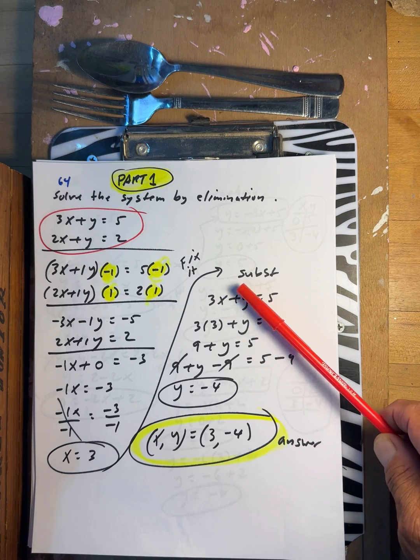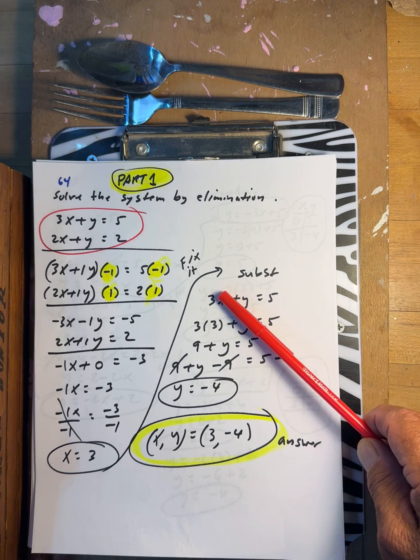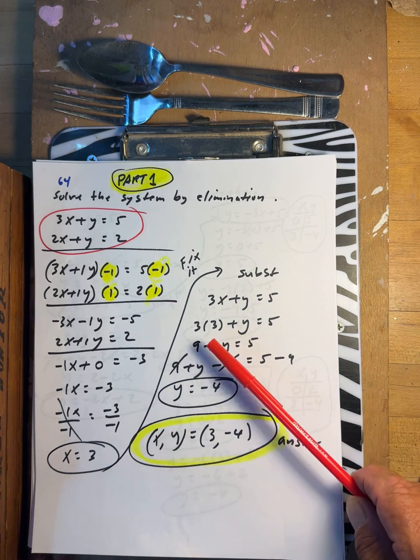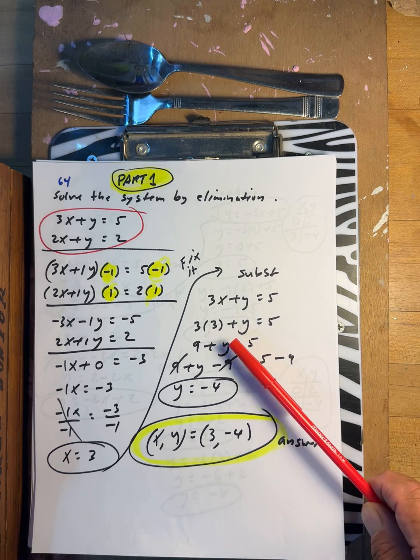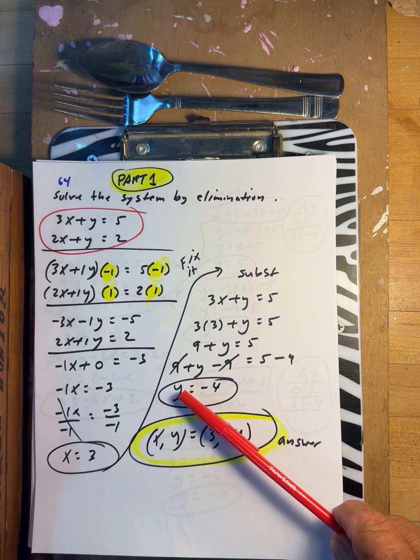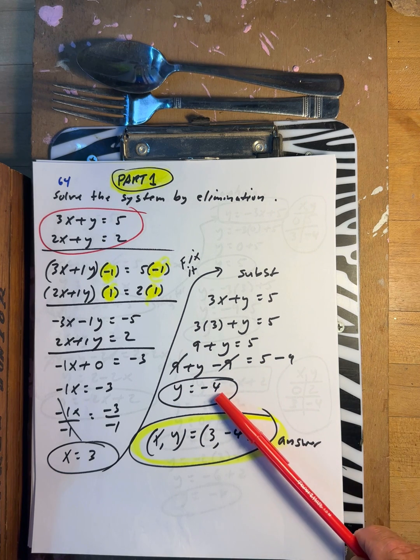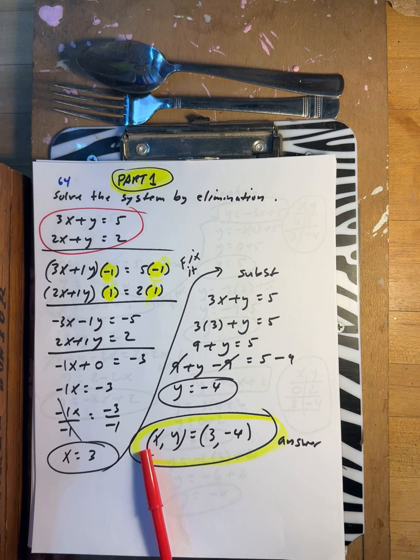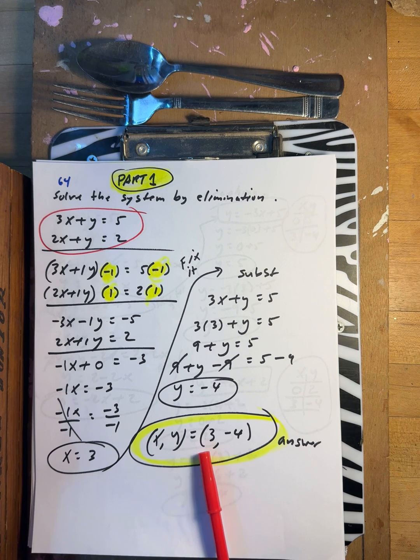So let's substitute it back in the first equation. So 3 times x, but I know x is 3. So 3 times 3 is 9, plus y equals this. Minus 9, so guess what? Y equals what? Negative 4. So the answer, the ordered pair x, y that works for this one is 3, negative 4. That works.